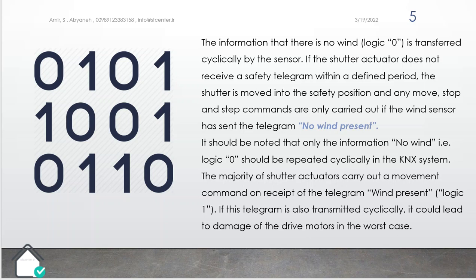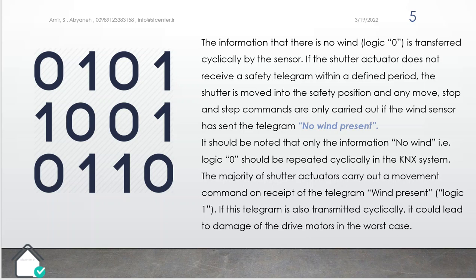The information that there is no wind, which means logic 0, is transferred cyclically by the sensor. If the shutter actuator does not receive a safety telegram, a safety telegram meaning a telegram with the useful data of 1 bit, 0 or 1, and always it should receive the 0, within a defined period, the shutter is moved into the safety position. Any move, stop, and step commands are only carried out if the wind sensor has sent the telegram no wind present.